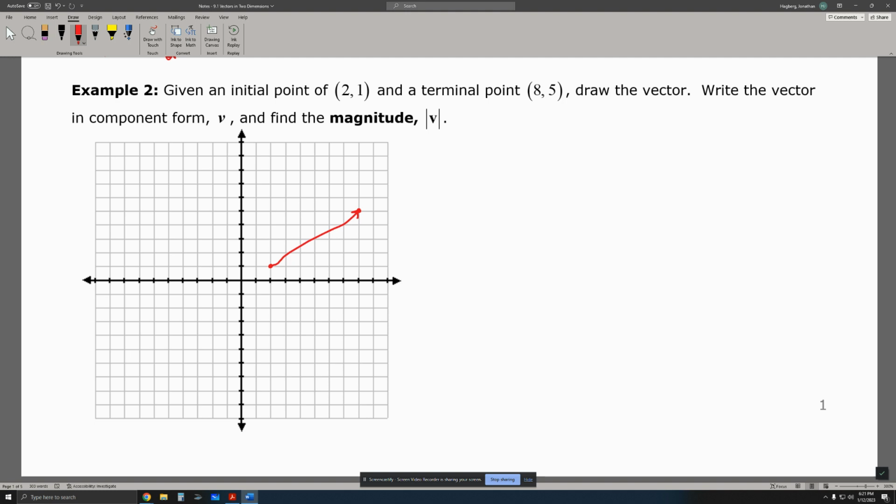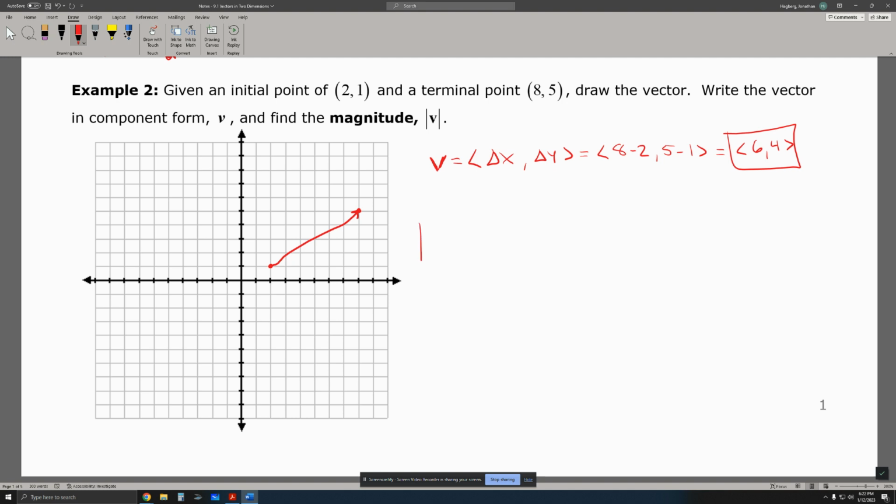To find the component form, what we can do is find delta x and delta y. So vector v is equal to delta x, comma, delta y. To find delta x, we have our change in x values, so we have 8 minus 2, and our change in y values, 5 minus 1. Then our delta x, our x component, is going to be 6, and our y component is going to be 4. So we could also write vector v as <6, 4> with those angular brackets.